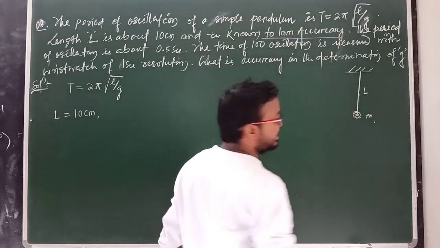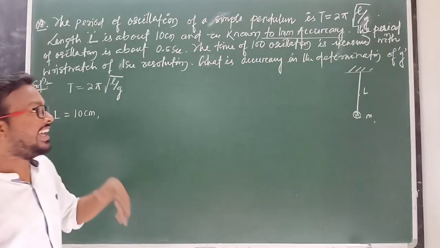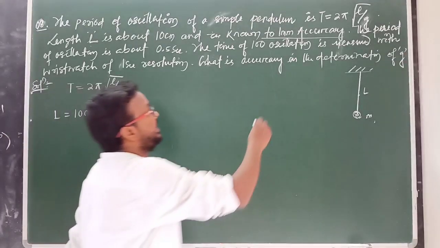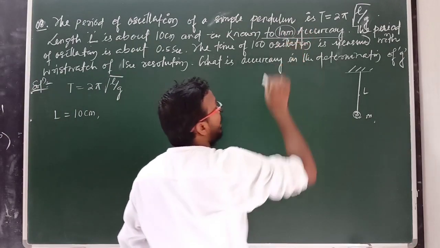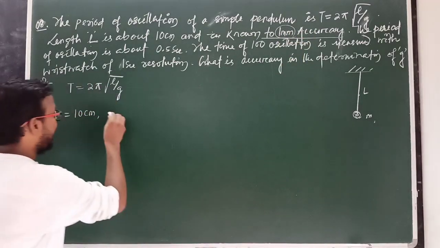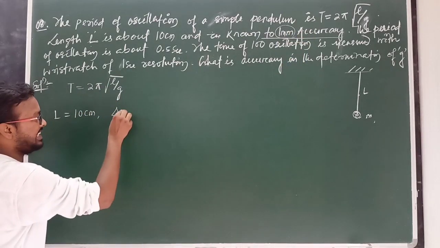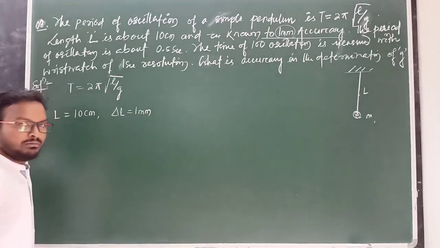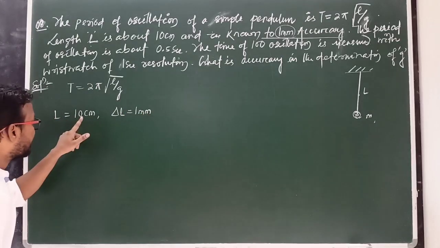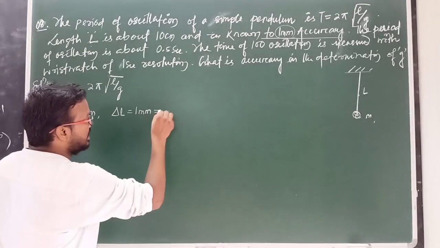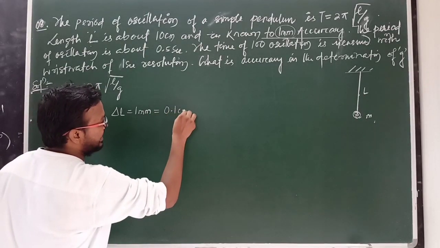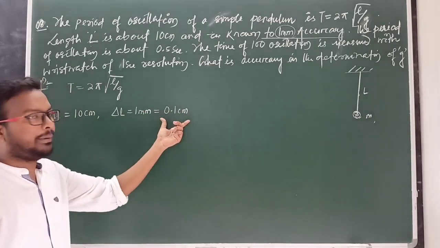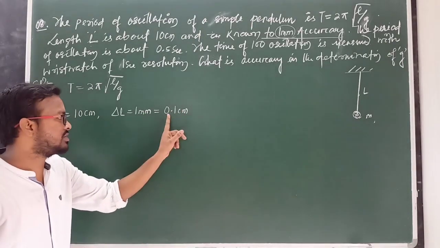What is accuracy? It is the error in the measuring device, the device which we use, and here the error is equal to 1 millimeter accuracy. So you can write here the error limit, delta L. So delta L equal to 1 millimeter. But we have to first convert it to centimeter, 0.1 centimeter. This is the least count, the least count of the meter scale. So the least count is equal to 0.1 centimeter.